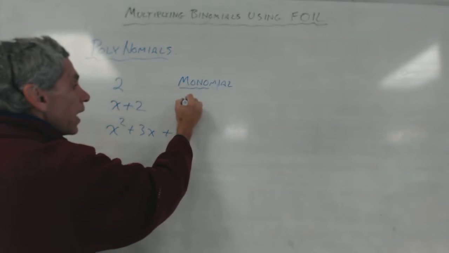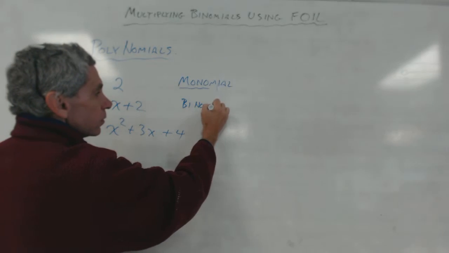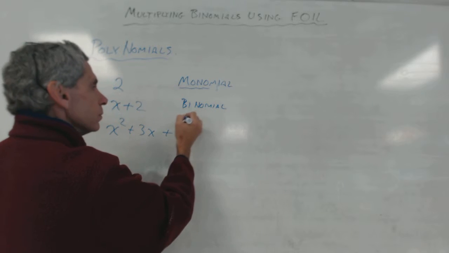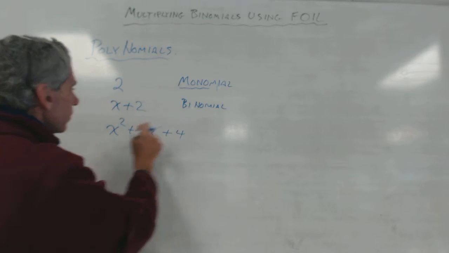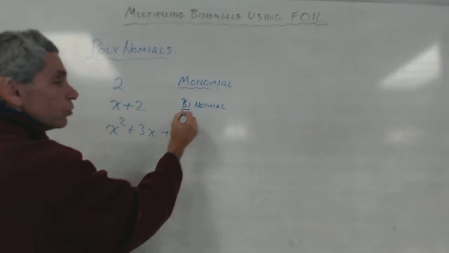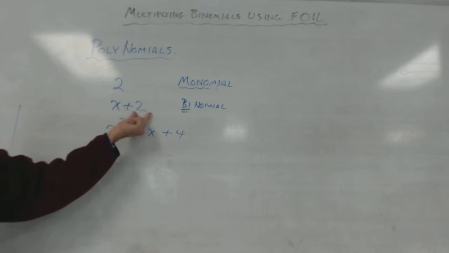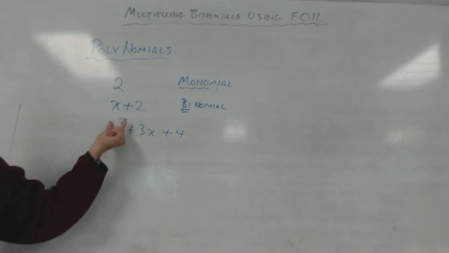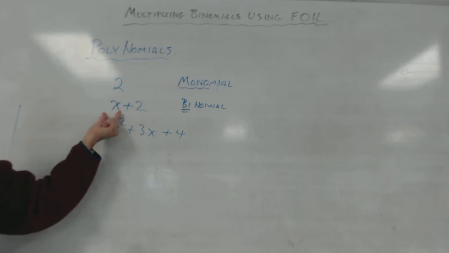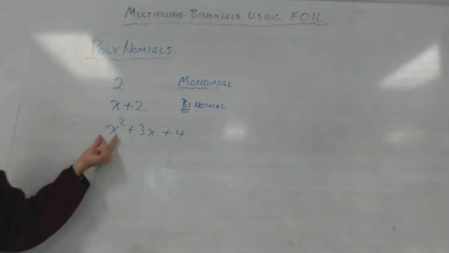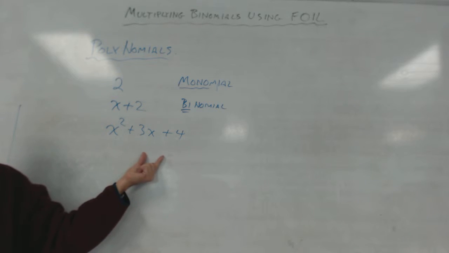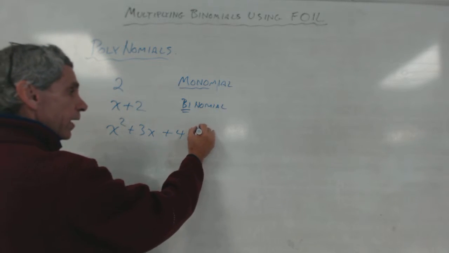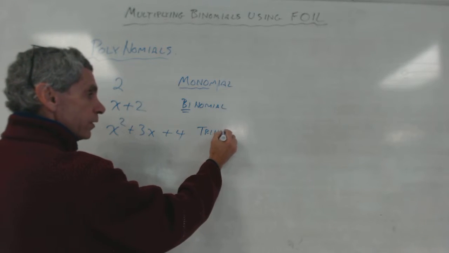Then you can have a binomial. I can't remember if there's a dash in there or not. I don't think there is. But binomial, bi means two. So you'd have two numbers separated by a plus or a minus sign, right? So two terms. One term, two terms. And then what would this be? Trinomial, right? Because tri means three.